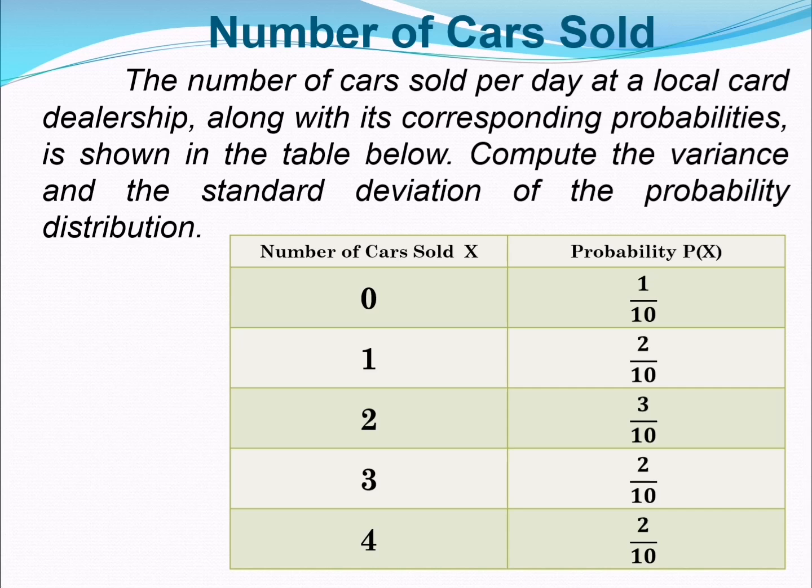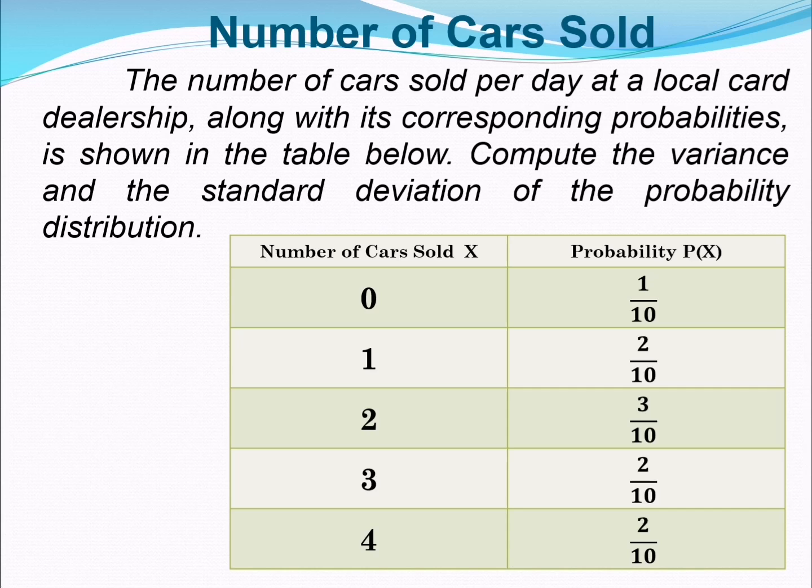So we have the column of x. Ito yon. Yung x natin, that is the number of cars sold per day. Per day yung pinag-uusapan. And the next column given is the probability or P of x. Probability ng ating x. So, we have the number of cars sold. Ito, given to. So, we have 0, 1, 2, 3, and 4. And then the probability, 1 over 10, 2 over 10, 3 over 10, 2 over 10, and 2 over 10 respectively. So, let's find the variance and standard deviation.